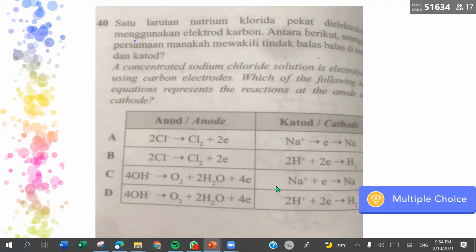Let's look at this question. Read the question. Concentrated sodium chloride is electrolyzed. I use carbon electrodes. All must think in your brains already. All your brains must be working. Which one represents anode? Which one represents cathode? I count to 10 seconds. Anyone can answer. Okay, time's up. What's the answer?